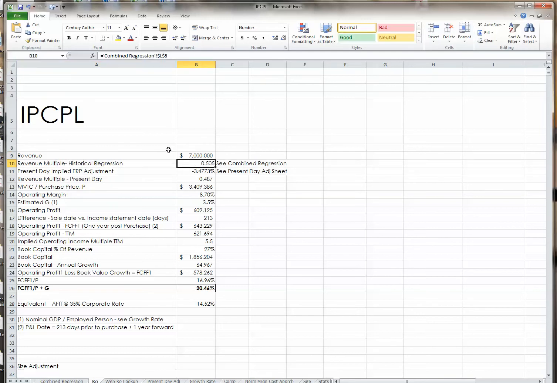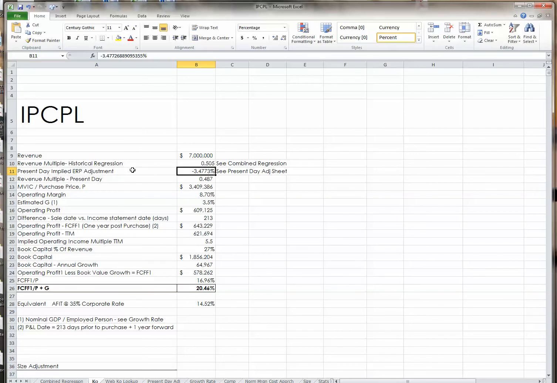And remember, for the $7 million median, set for a normalized margin, the regression predicted a 0.505 price to revenue ratio for that company at the 8.7% margin. Okay, the next step is we adjust for current market conditions.